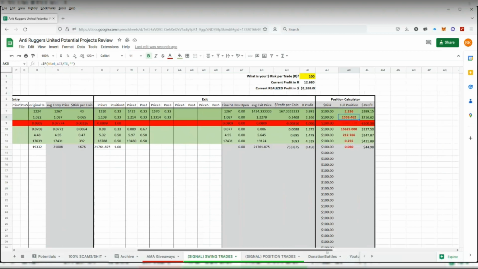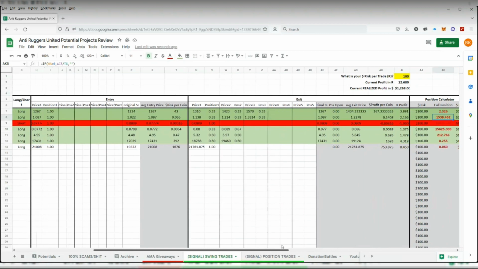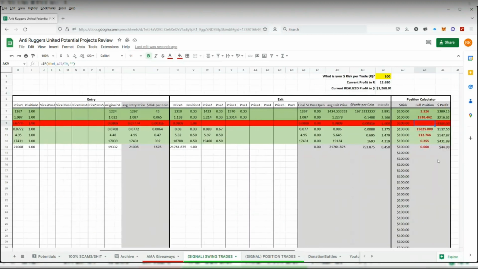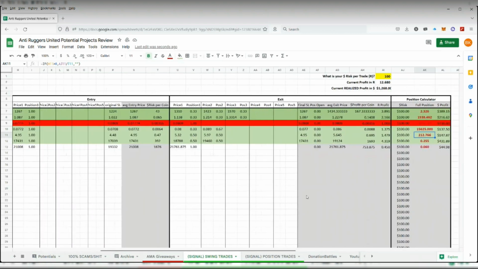For signal 2, which is OMG, you buy 1,500 OMG. For signal 3, which is shorting XLM, you would have shorted 31,000 XLM. Signal 4, you would have bought 15,000 XLM. Signal 5, you would have bought 200 DOTs.